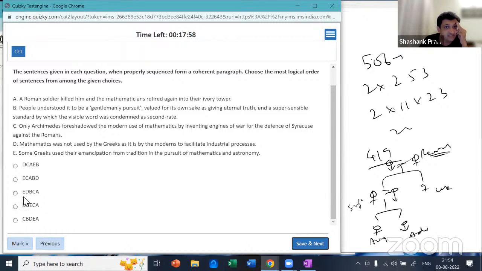EDBCA. Some Greeks use their emancipation from tradition in the pursuit of mathematics and astronomy. D: mathematics was not used by the Greeks. BCA, this is nice. DBECA: mathematics was not used by the Greeks as the moderns. Okay. People understood it. Mathematics. I think EDBCA sounds better.